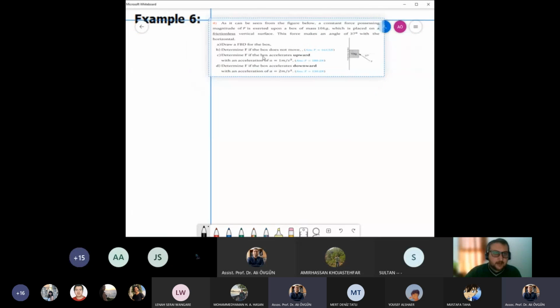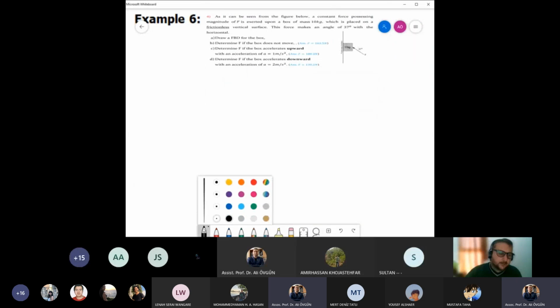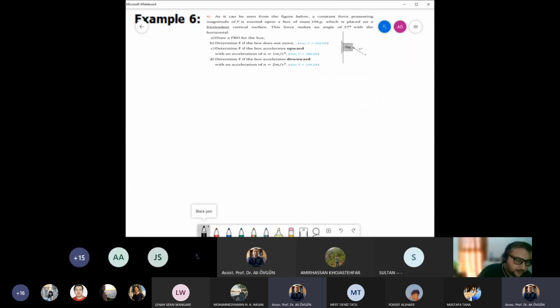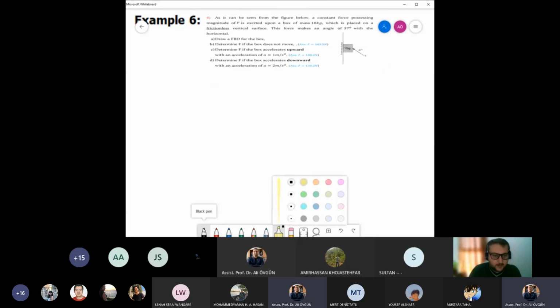First of all, you must draw a free body diagram as said in part A. Okay, let's draw the free body diagram. There are some important points in the problem. What are they? First of all, a box of mass 10 kg, frictionless. This is the angle. Okay, these quantities are given to you, and you don't know F, which we are going to find.